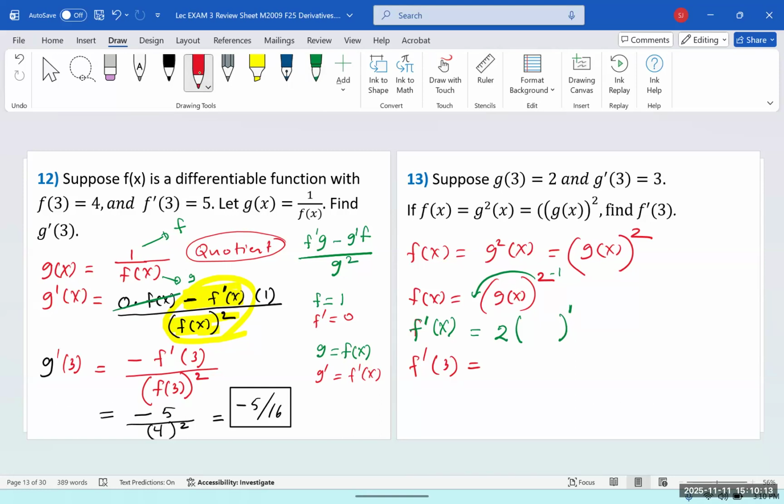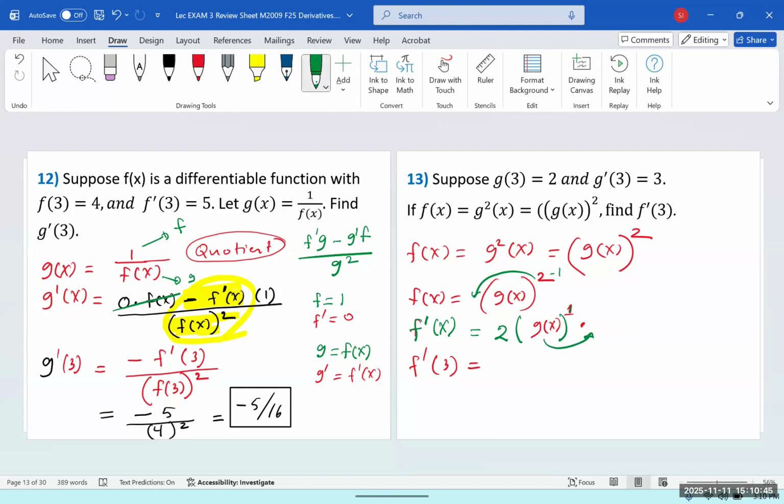When you do the outer part, you have to leave the inner part alone. Derivative is very weak. It cannot do 2 derivatives at the same time. So it changes the outer part. This is g, not g prime. It changes the outer part, so the inner part has to stay the same. And then you multiply by the derivative of the inner part.